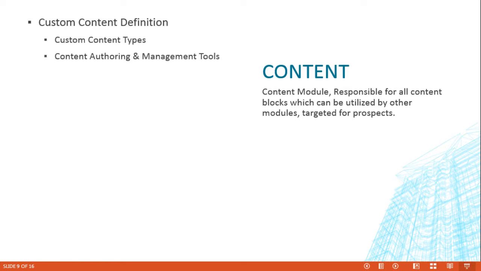So here you would be able to create custom content definitions. So you create the content types. You get to define, is this for an email? Is this an ad? Is it for a landing page? Is it a banner? Is it a piece that goes in the footer? You actually get to define what types of content you're going to have that are dynamically injected into your campaigns. And you'll also have the content authoring and management tool built into the content module as well.